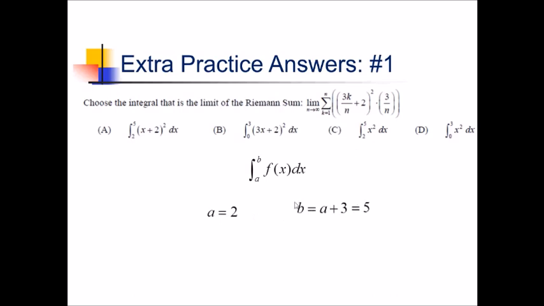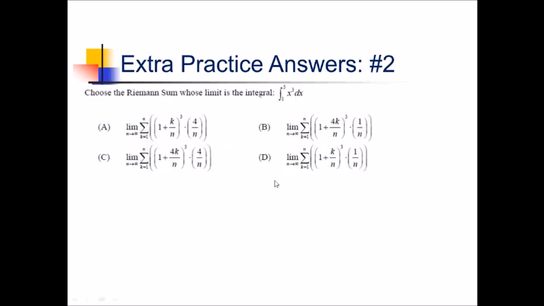Another way of finding the b value is to take a k value of n and plug that in. Then 3n over n is just 3, plus 2 gives us 5. So that's just another way of getting the same answer. The fact that a is 2, the fact that this plus 2 is the a value, means that this whole expression in here is really just one big x that's being squared. So we're going to end up with the integral from 2 to 5 of x squared dx, and that's going to be choice C.